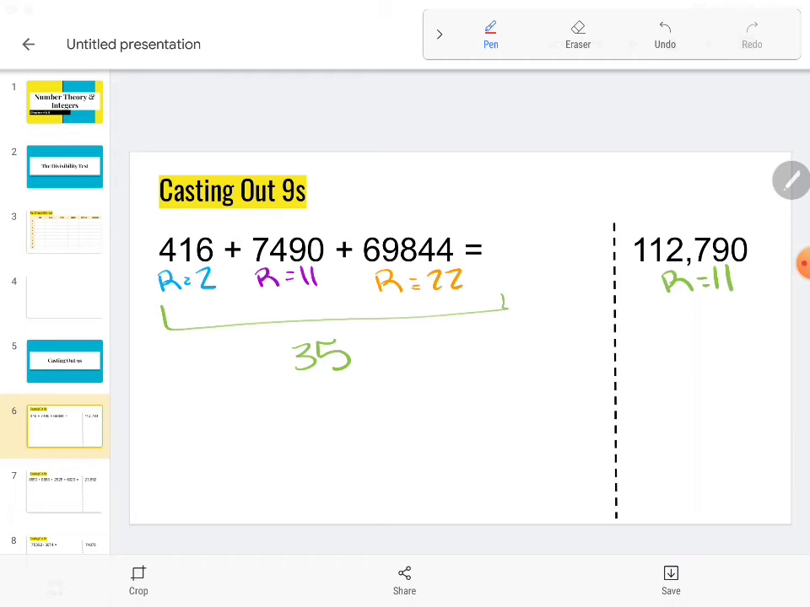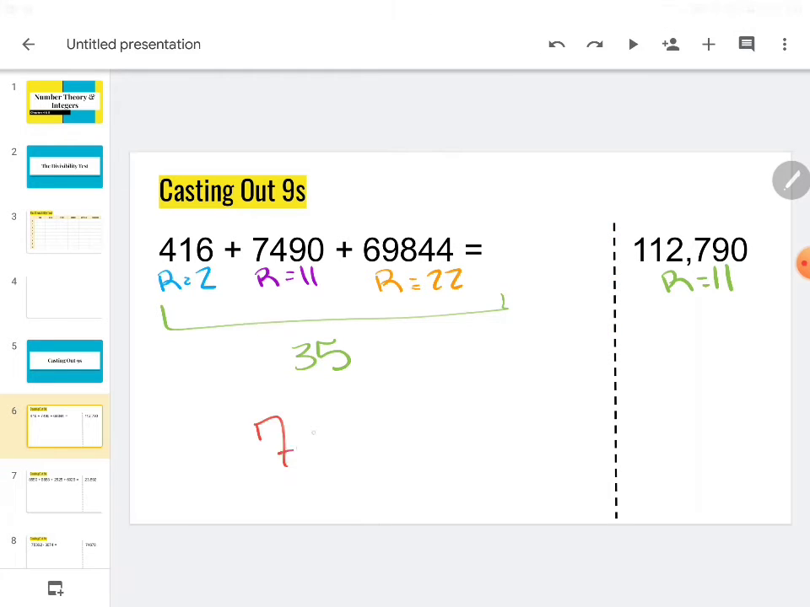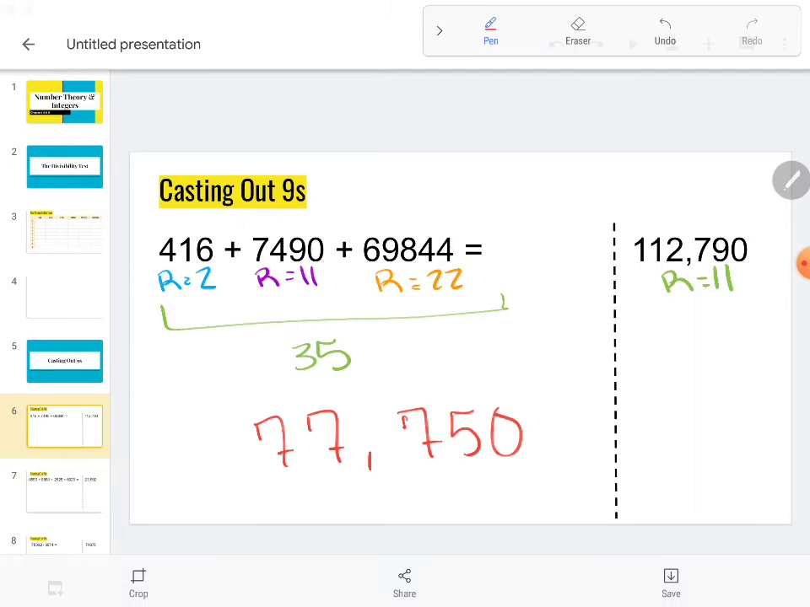So what we're going to do is just write 77,750. If you want to double check this, you're more than welcome to add the digits in that solution. 7 plus 7 plus 7 plus 5 plus 0 is going to give us 26. And once we do our thing, we should have a general idea of where to go from there.